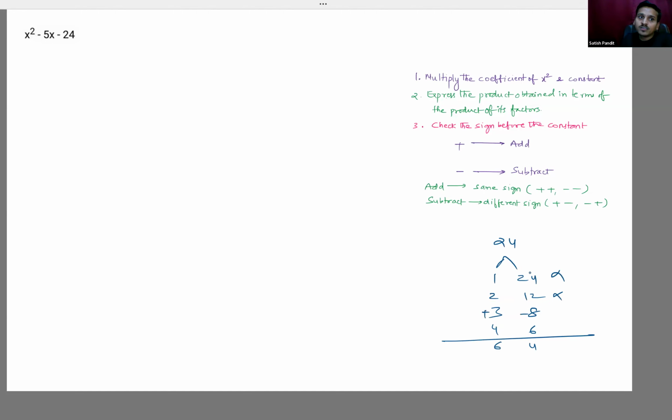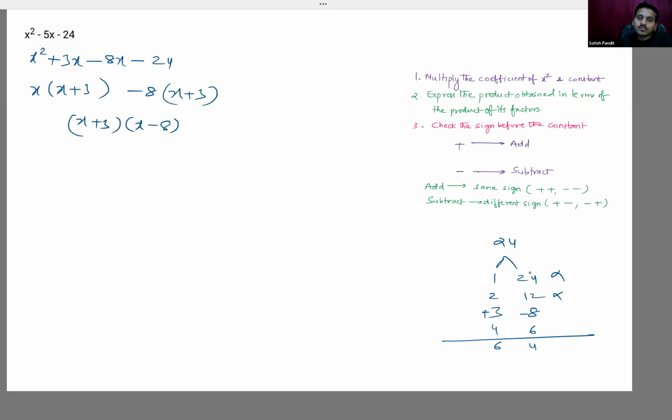Clear? So x squared plus 3x minus 8x. If you look carefully, we are splitting the middle term. See, minus 5x, I'm writing like this. Okay? You take common from the first two. x is common. Left is x plus 3. And write x plus 3 as it is. Think of a number. That answer is minus 8. Okay? Then again x plus 3, you take common. What is left? x minus 8. This is the answer. Clear? Next question.